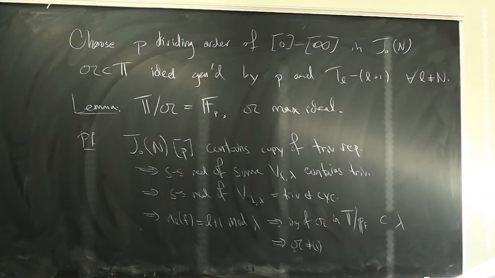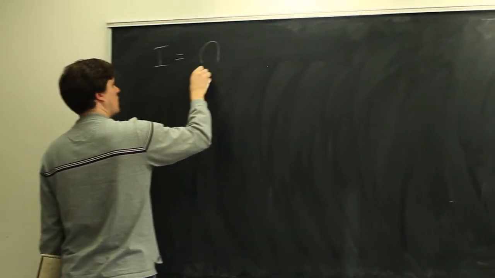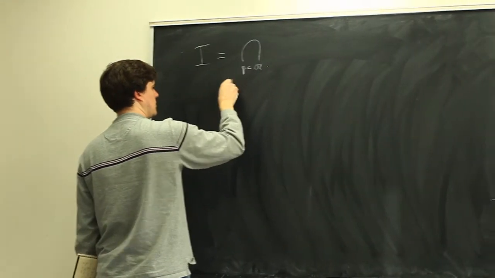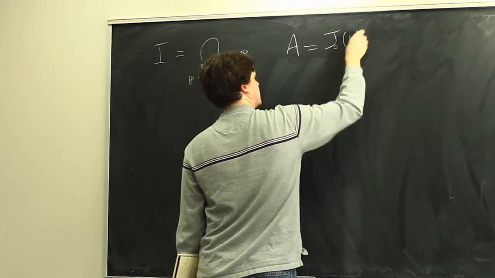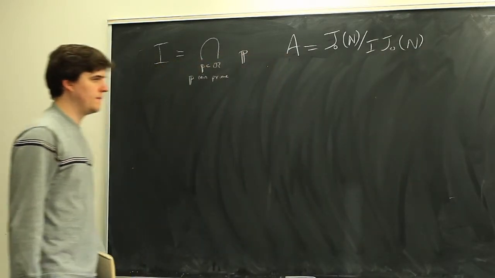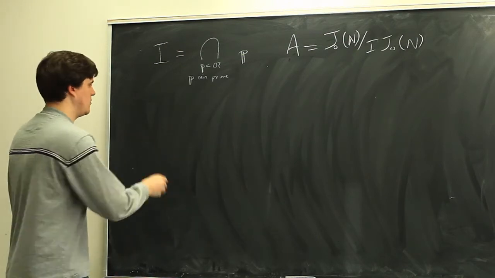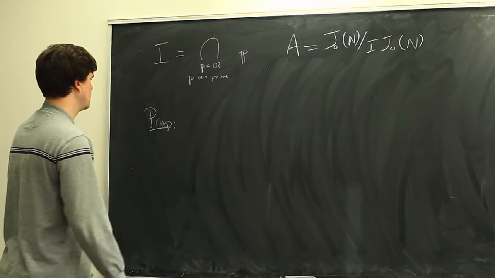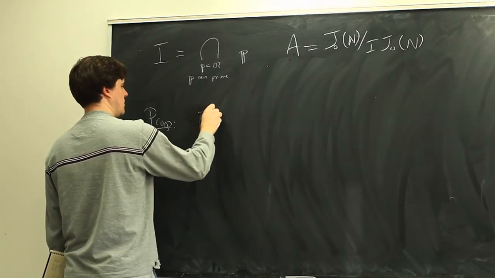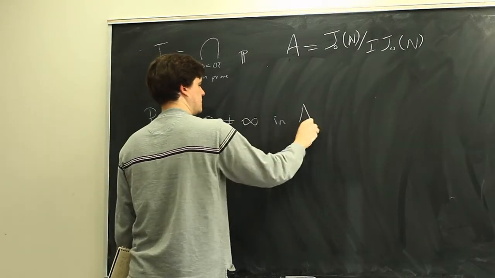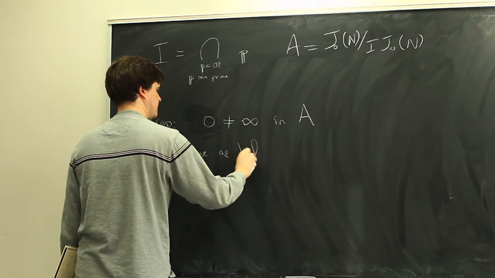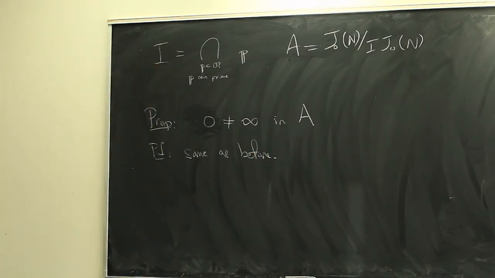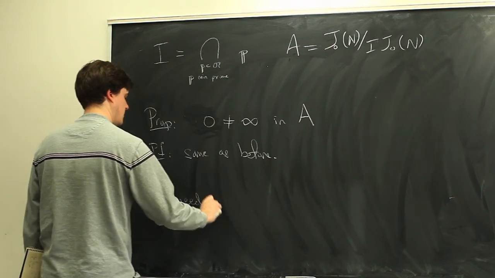Now we're going to define I just as before. So I is the intersection over those P that are contained in A, where P is a minimal prime of P. And our A is going to be just like before, J0n mod I J0n. And the same proof as before, given what we have, shows that the image of 0 is not equal to infinity in this quotient. So that part of the reasoning didn't use anything about the coefficient fields. And so what remains, we just need the rank of A of Q is 0.